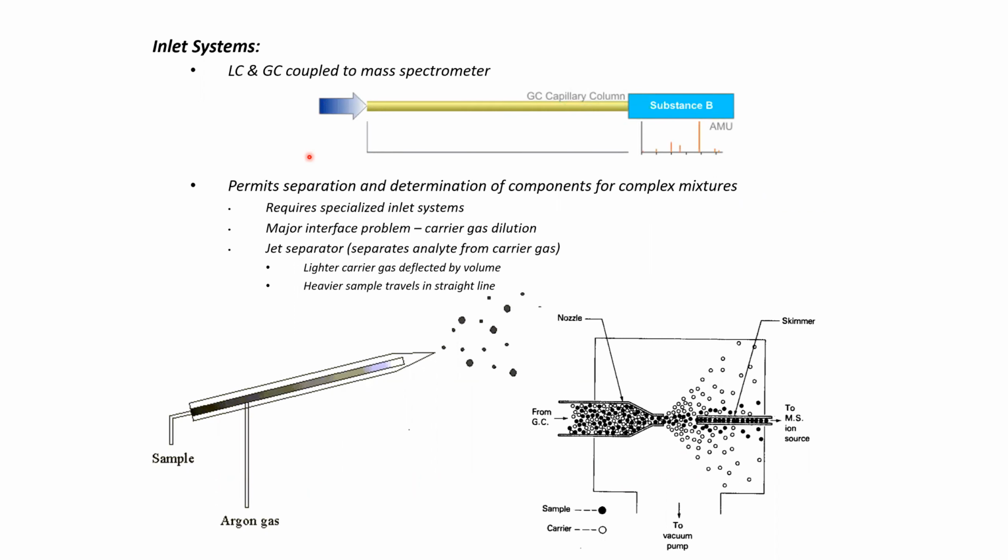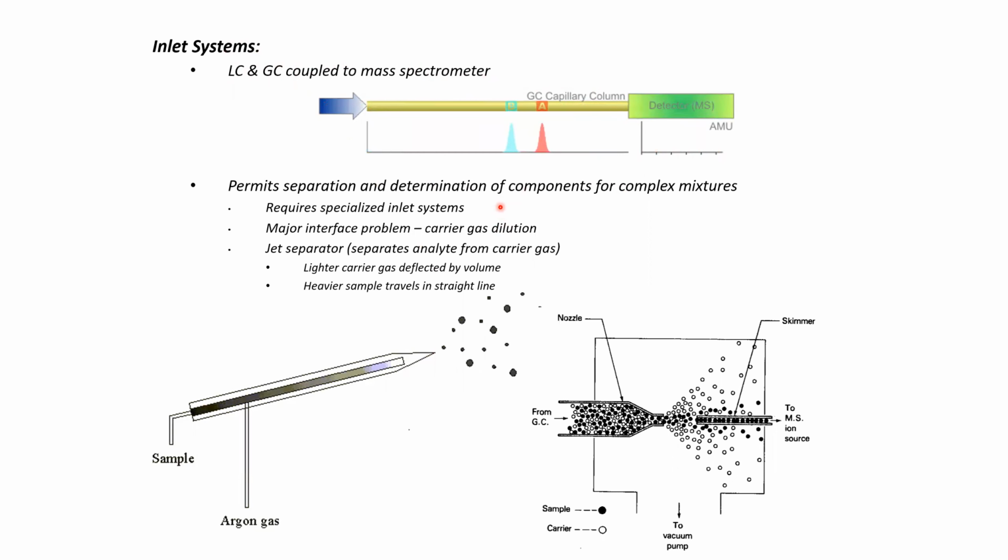So we have here, for example, the sample being mixed with argon gas, and then creating an aerosol. So liquid chromatography and gas chromatography coupled to a mass spectrometer. This is just an example of the chromatography process. You can see the separation of peaks A and B, and then that will give us different detections. So here we'll see for detection A, the substance A spectrum, and the substance B spectrum, and we can have those separate. So this permits separation and determination of components for complex mixtures.